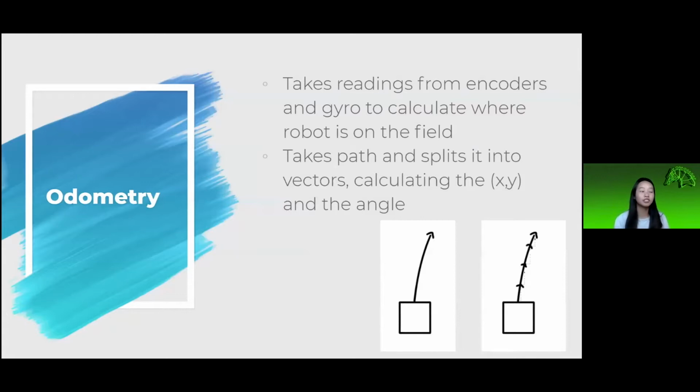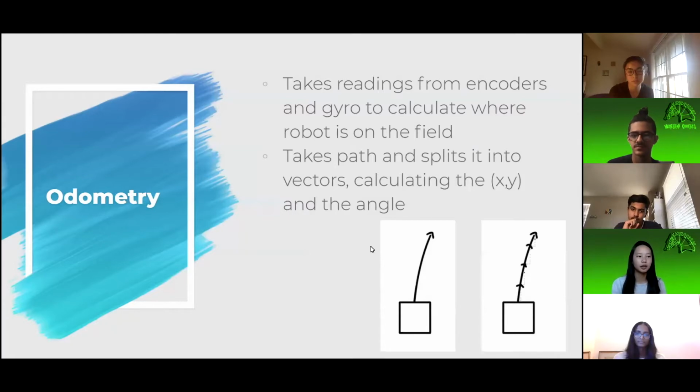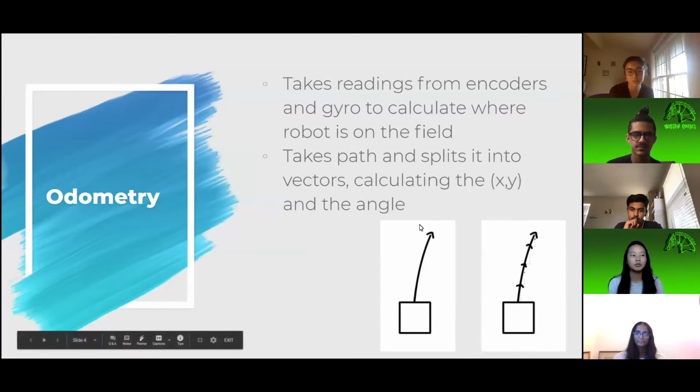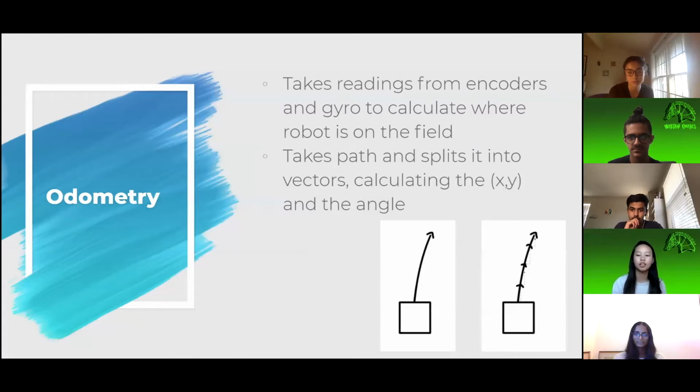So odometry is a class that we use, and it takes the readings from the encoders and the gyro to calculate where the robot is on the field. As you can see here, this is a picture of a path. What it does basically is it takes this path and divides it into vectors and takes the x and y, so then it can figure out the x and y coordinates and also the angle.